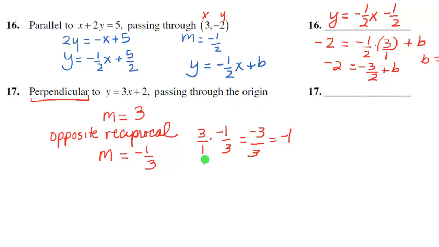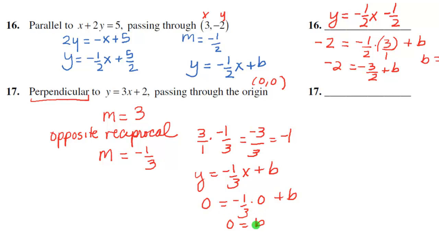So we're going to use m equals negative 1/3 for our line. And so we have y equals negative 1/3 x plus b. We need to solve for b, but we know that our line goes through the origin, and the origin is the point (0, 0). So substitute in there for x and y, and so b equals 0. So y equals negative 1/3 x is the equation of our line.